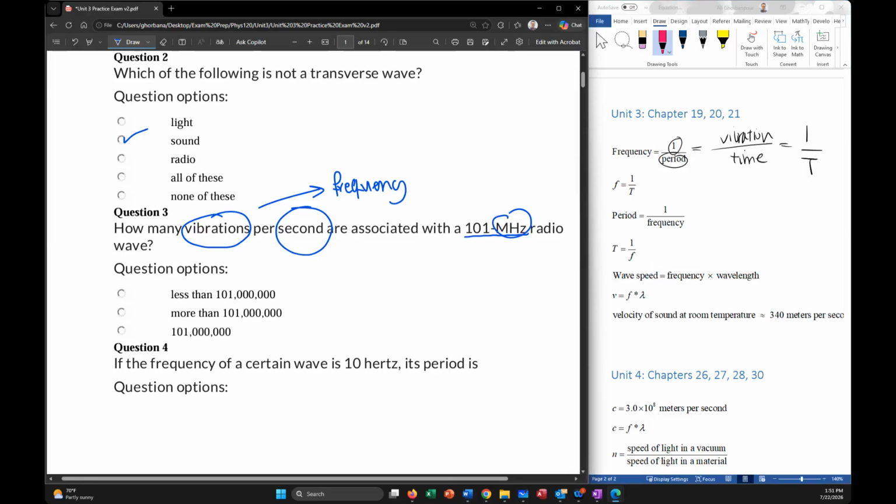You should know that mega means million. So when we say 101 megahertz, we can write it as 101 times 10 to the 6, which is in hertz. Hertz means vibrations per second. So what is the right answer now? The last one is the right answer.